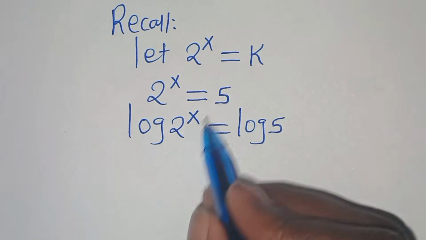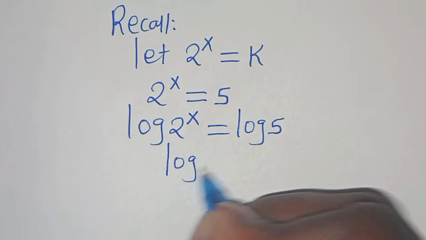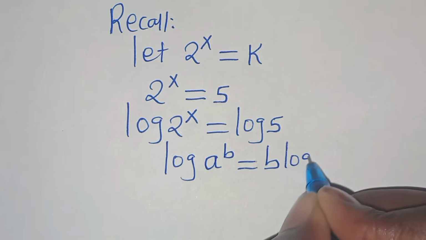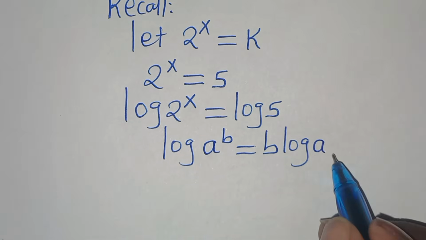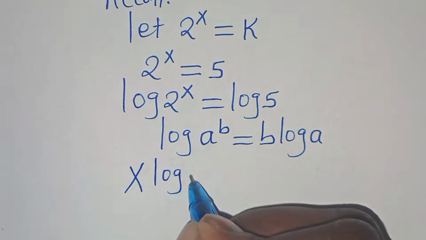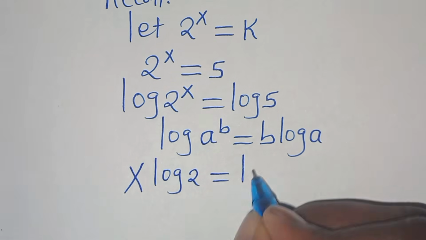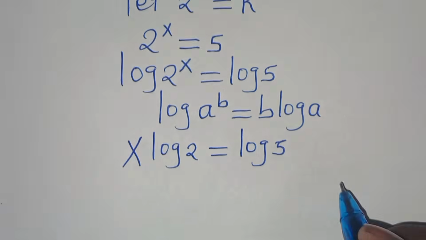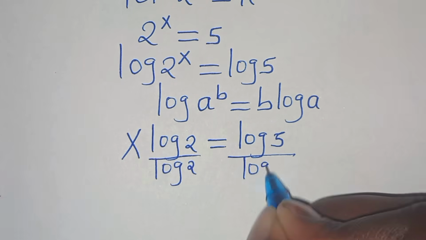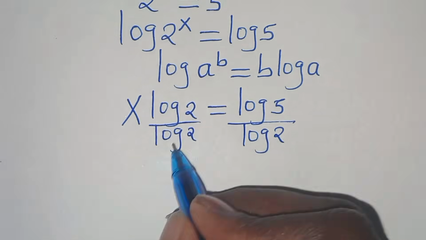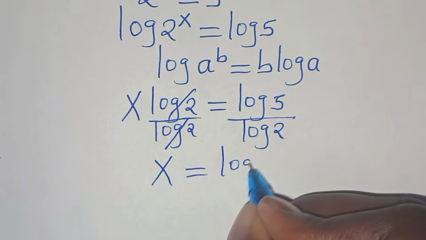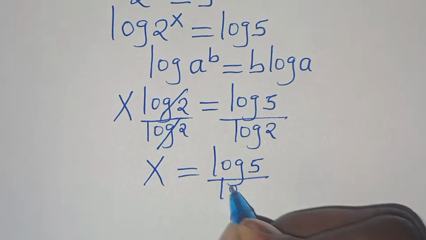Now, we have that log 2 to the power of x. This is in the form of log a to the power of b, which we can express as b log a. Applying this power log property, then log 2 to the power of x becomes x log 2. This is equal to log 5. Now, let's divide both sides by log 2. Let's simplify here. Then we have x is equal to log 5 divided by log 2.